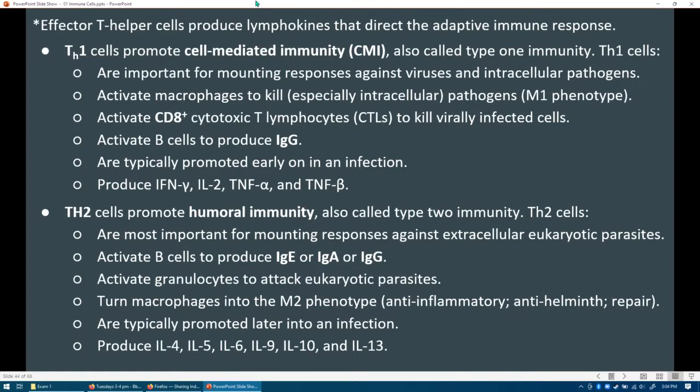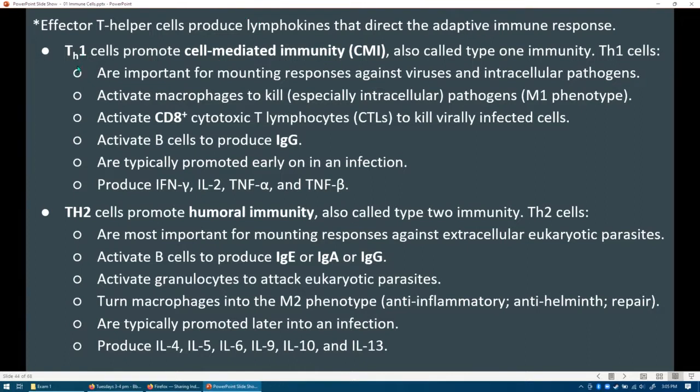T helper cells are one of the most important ways that an immune response can become polarized. When naive T helper cells become stimulated with antigen, they turn into a certain kind of T helper cell. They may turn into a Th1 cell, a Th2 cell, or a number of other Th cells. Depending on what profile of cytokines is present in the microenvironment, which in turn will be influenced by what pathogen there is, it's going to tell the naive T cell what kind of T helper cell to turn into.